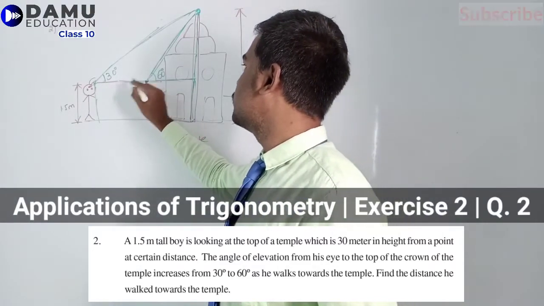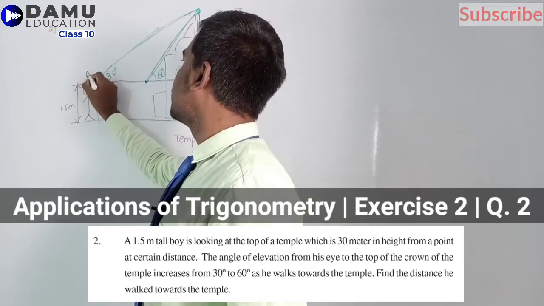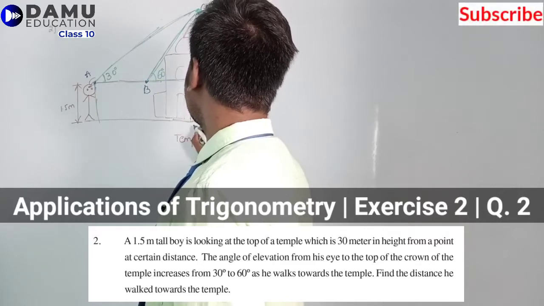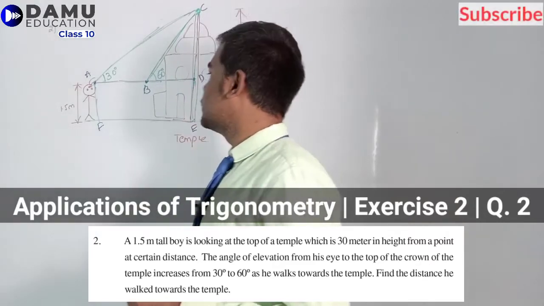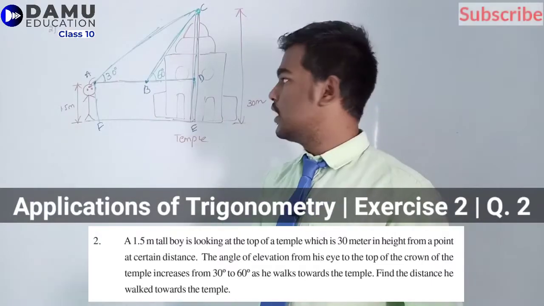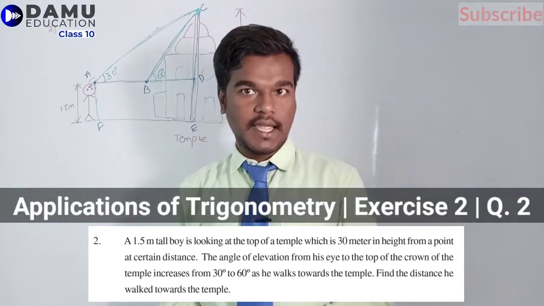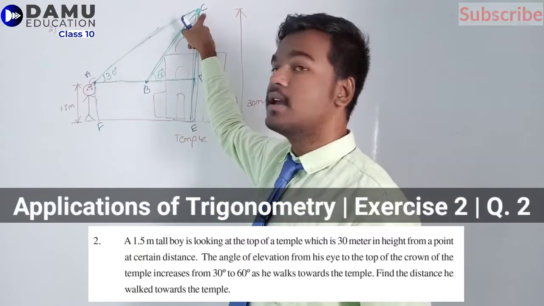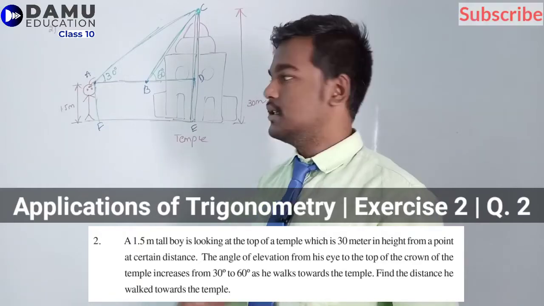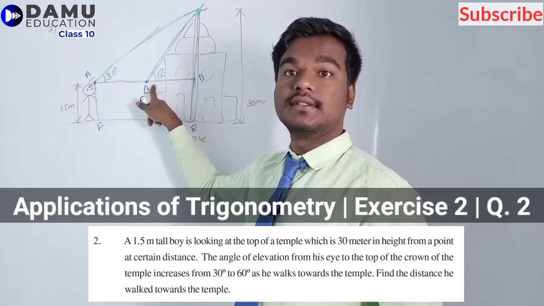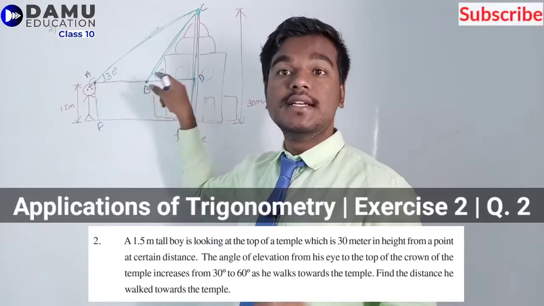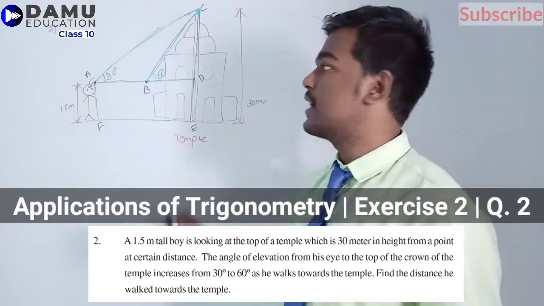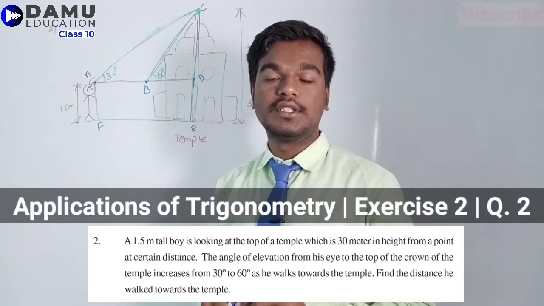Let's consider the points A, B, C, this is D, and let's consider E, F. So these are the points. He stood at point A. From point A, at the angle of elevation of 30 degrees, he is watching the point C. Then after that he came to point B, and again he is watching with an angle of 60 degrees. So the angle is increased from 30 to 60 degrees. Again he is watching the point C, the temple point.